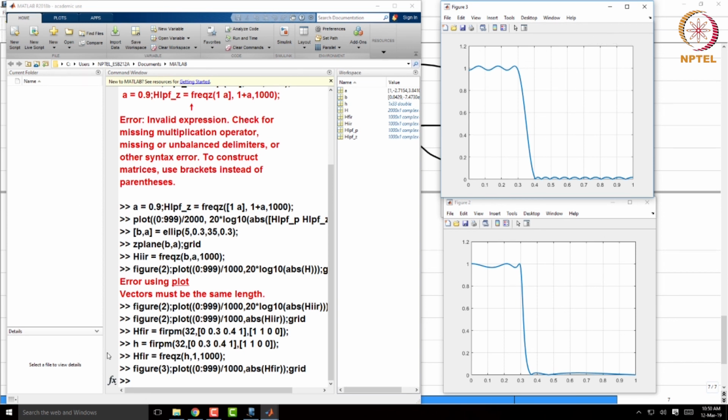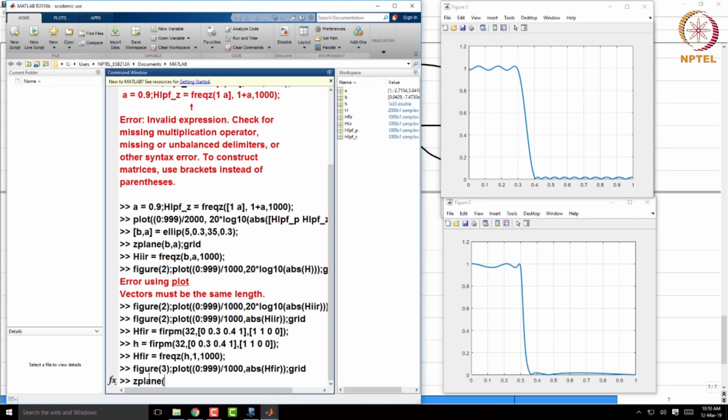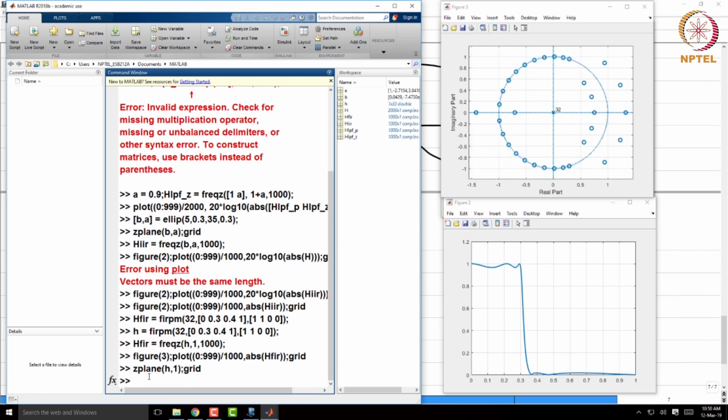And just one last plot, so these are the zeros of this FIR filter. So, here the off unit circle zeros govern the pass band behavior, and these zeros on the unit circle govern the stop band.